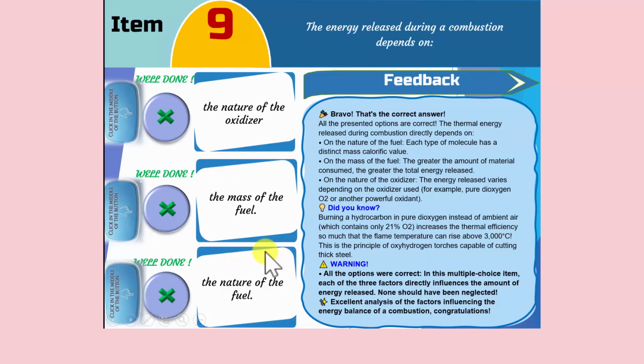Finally, the oxidizer matters. Using pure oxygen instead of air can produce much hotter flames, because air contains only about 21% oxygen. The key takeaway is that none of these factors should be overlooked when analyzing a combustion energy balance.